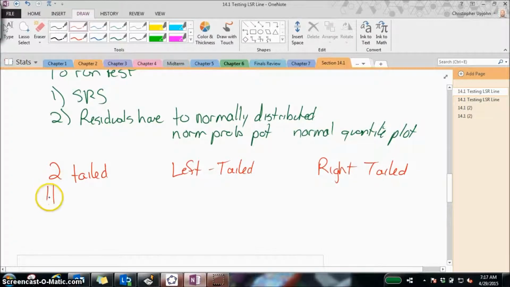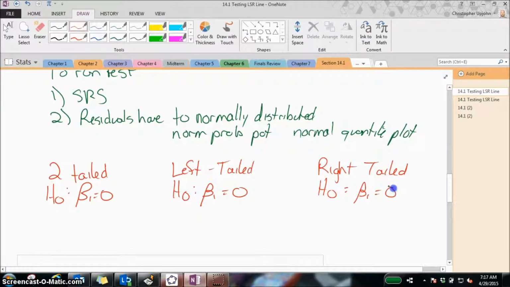Again, our null is the same for all of them. It's always an equality. It's always dealing with our parameter. It has not changed, will not change, does not change, do not change it. So beta 1 equals 0 for all of those. Obviously, our alternate here is that beta 1 is not equal to 0. All that's saying is we have linear correlation. Don't care if it's positive, don't care if it's negative, that's what there is. Because if beta 1 equals 0, there's no correlation.